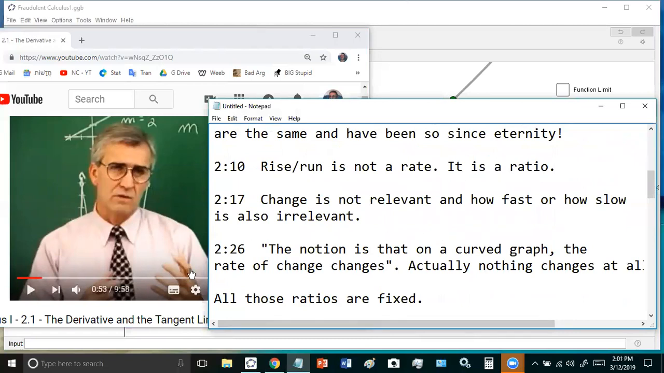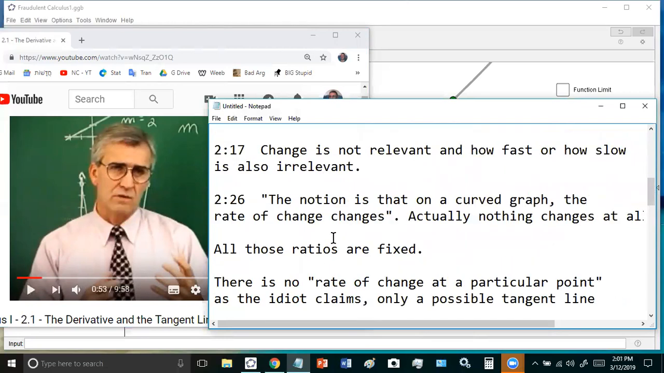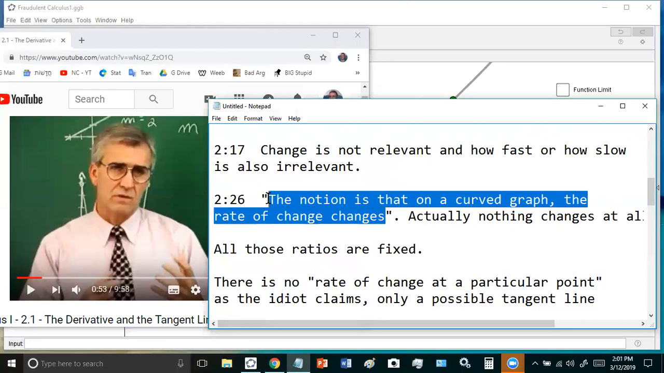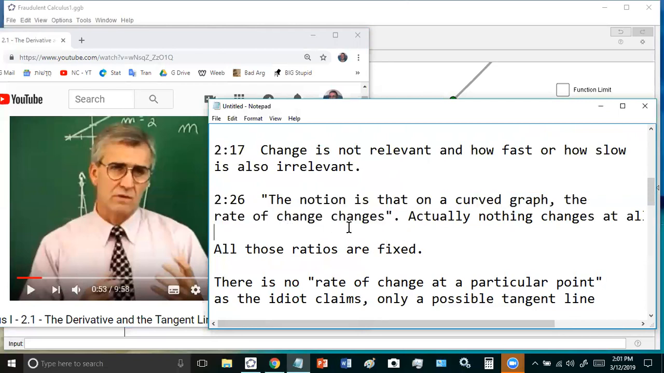Change at 2:17, change is not relevant, and how fast or how slow is also irrelevant. The graph is not changing at any point. The x and y coordinates of every point are the same. The tangent lines are the same. Nothing is changing. So the notion, and then he says at 2:26, the notion is that on a curved graph, the rate of change changes. Now that's the first red flag there. So the rate of change changes.